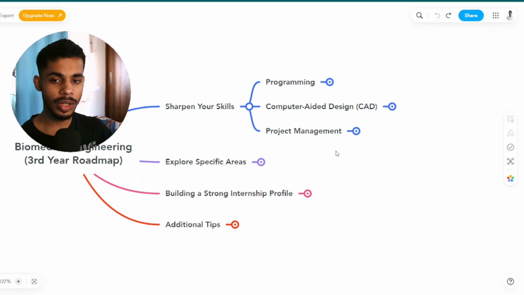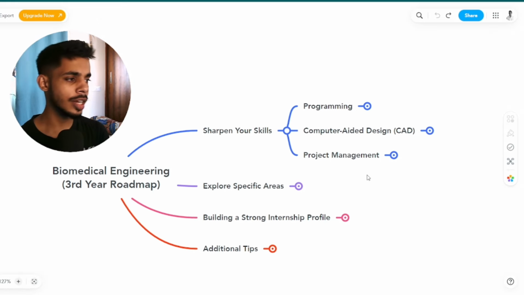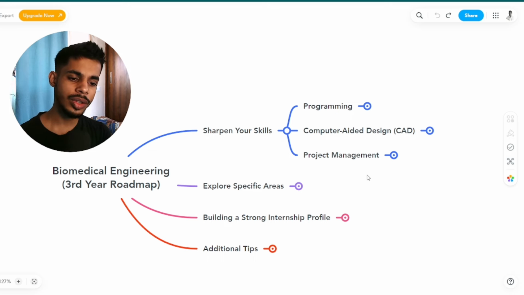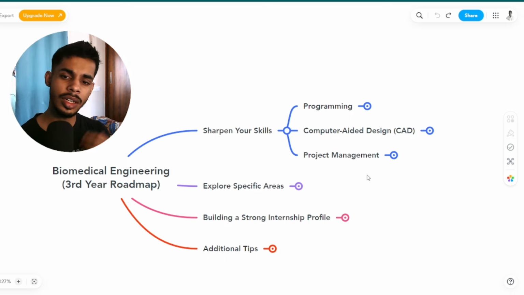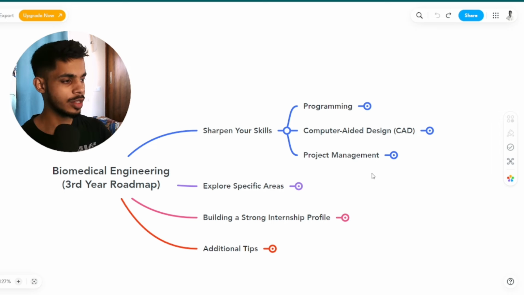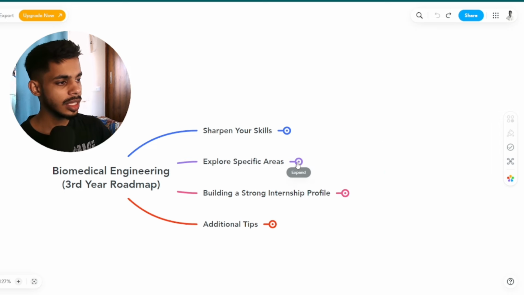I told you about programming, how to brush up our programming skills. Then I told you guys about CAD, how to make sure that we are having projects to fulfill the requirements. And also we are going to start a new skill development, which is called project management, in third year of college.